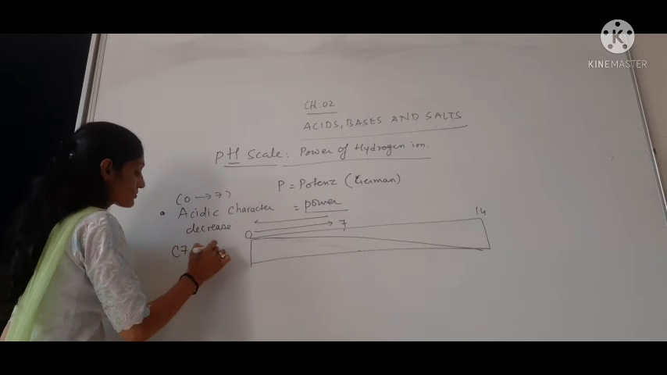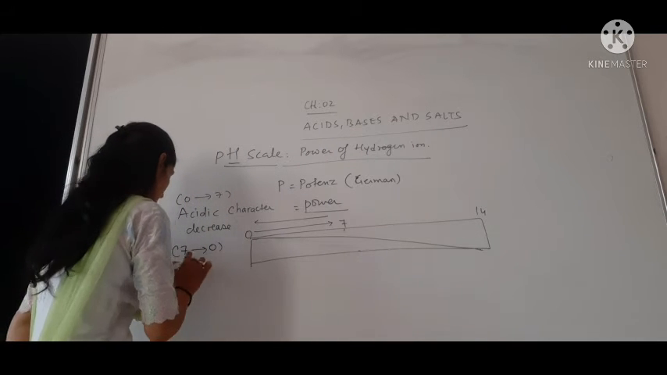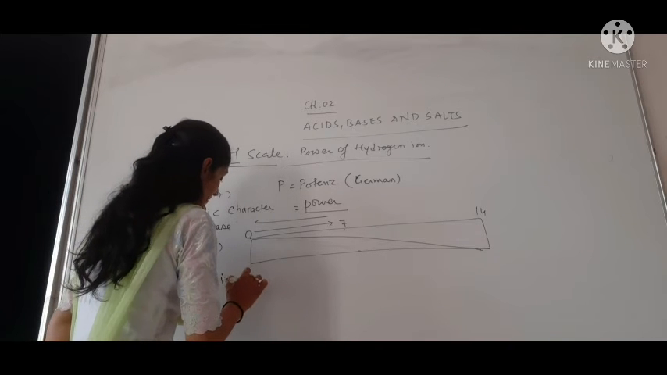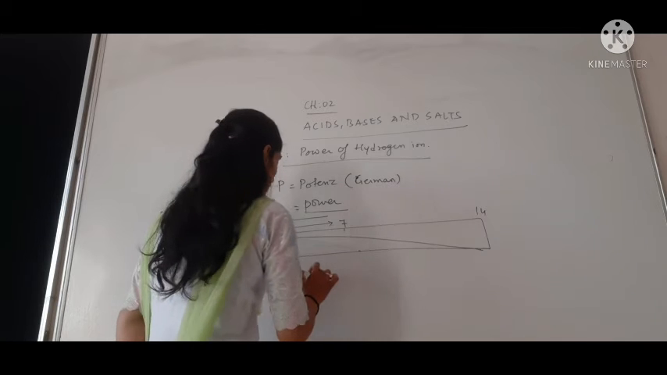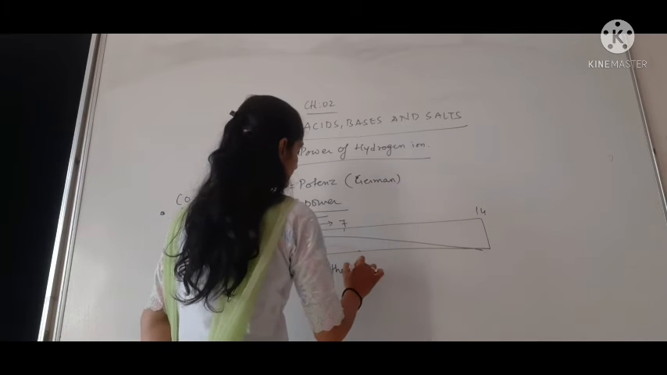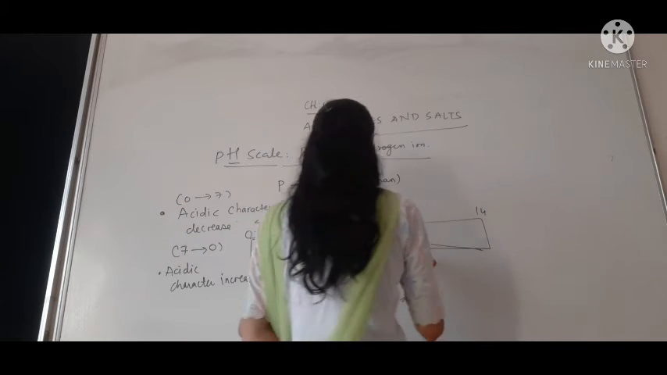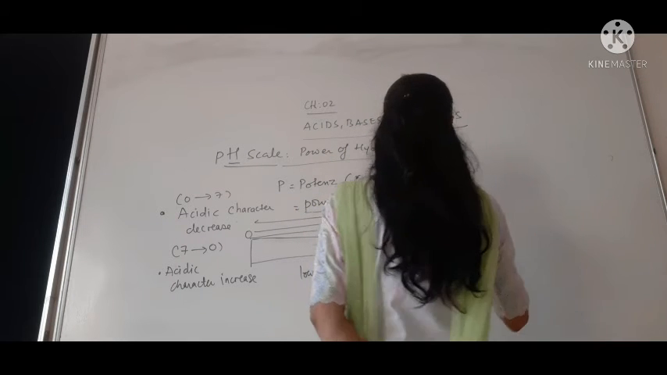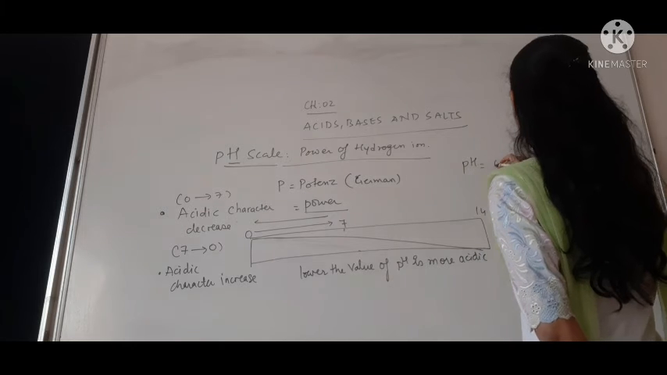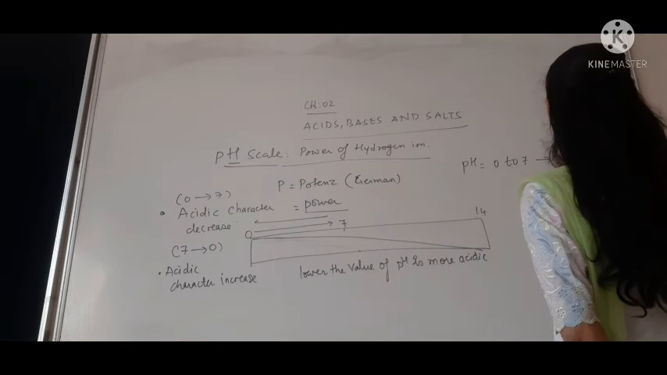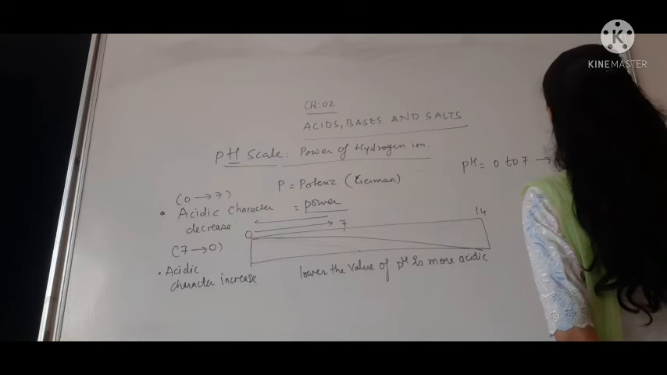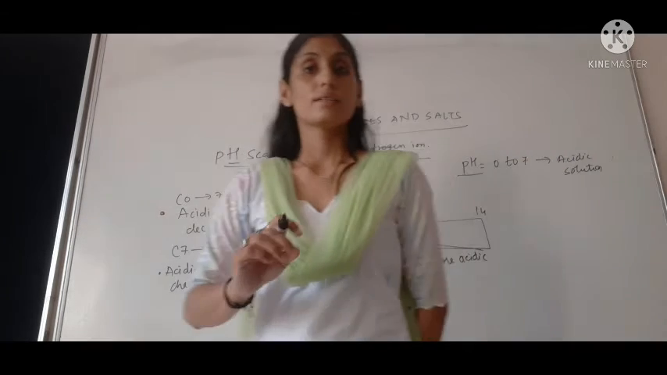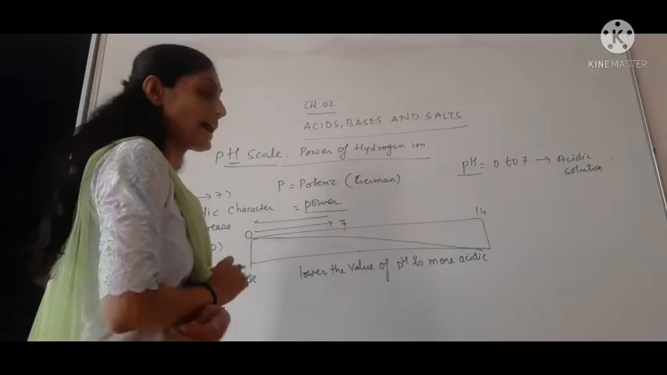If you are moving from 7 to 0, you can say that acidic character increases. That means the lower the value of pH, the more acidic it is. That means in the pH scale, if the pH value is in between 0 to 7, that is known as an acidic solution. Okay? If my pH is between 0 to 7, then I can say that the solution is an acidic solution.